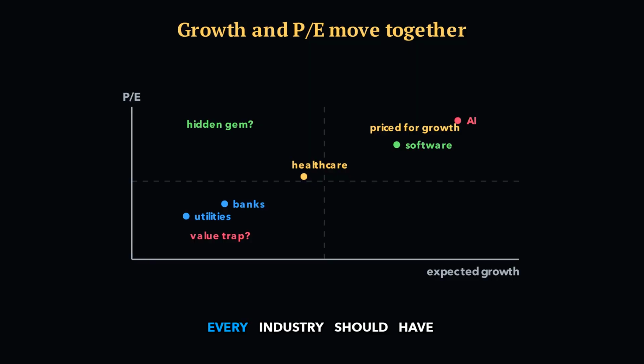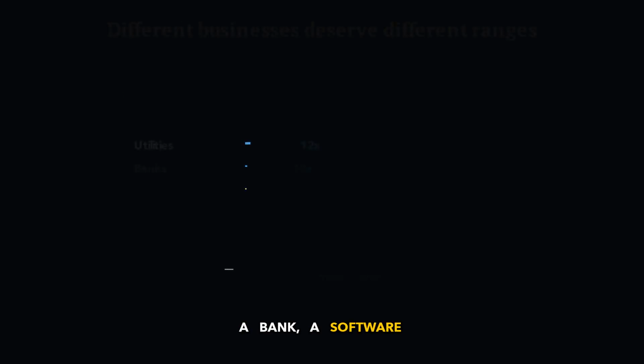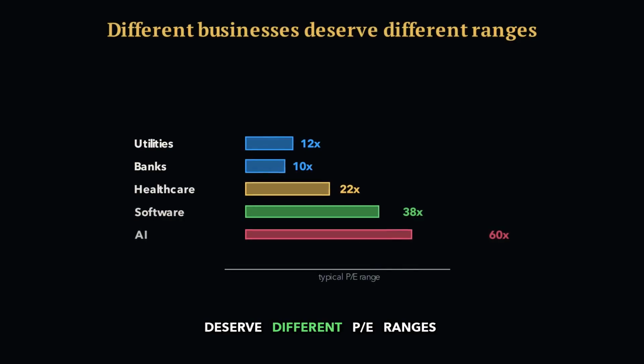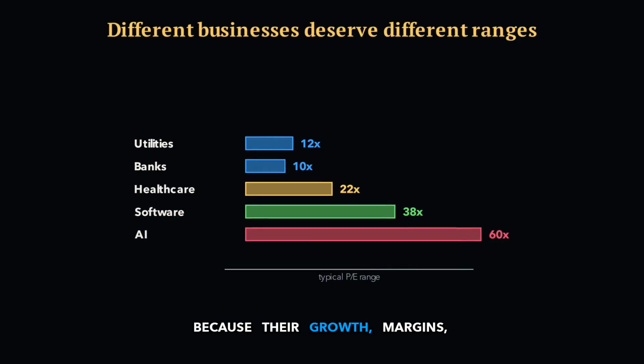Mistake 4, every industry should have the same PE. Better question, am I comparing the same kind of business? A bank, a software company, a retailer, and a cyclical manufacturer may deserve different PE ranges because their growth, margins, risk, and earnings stability are different.